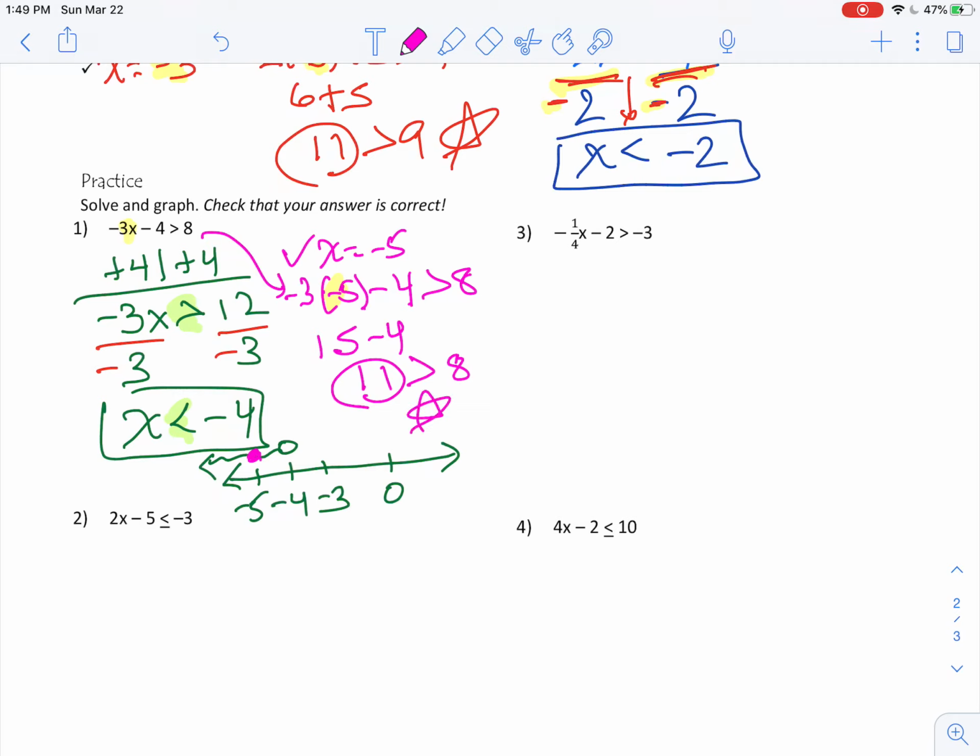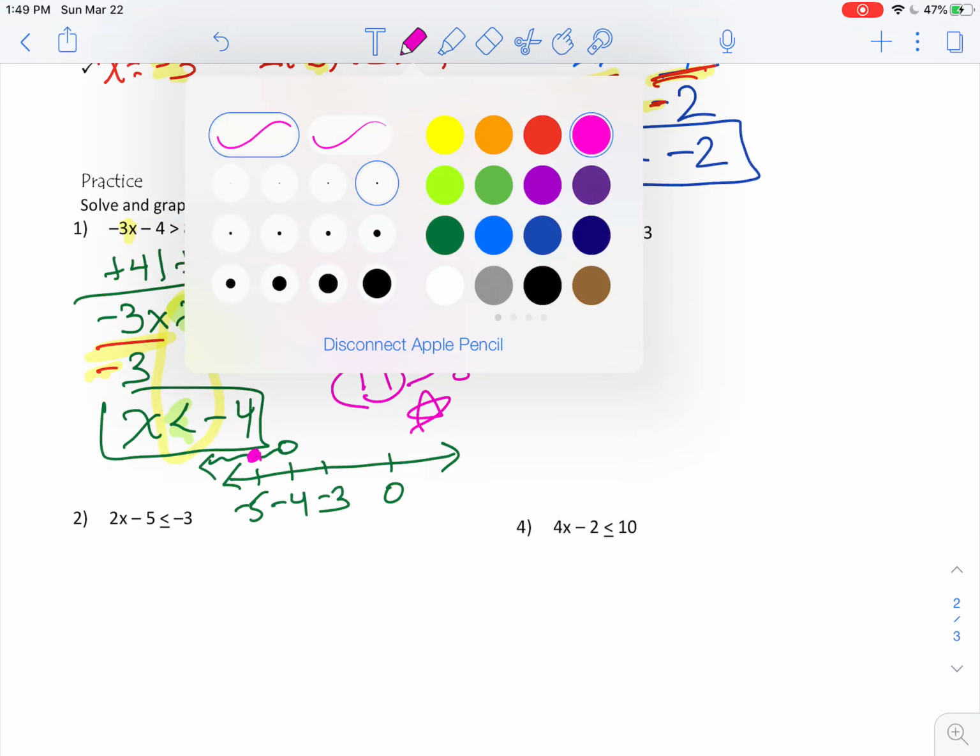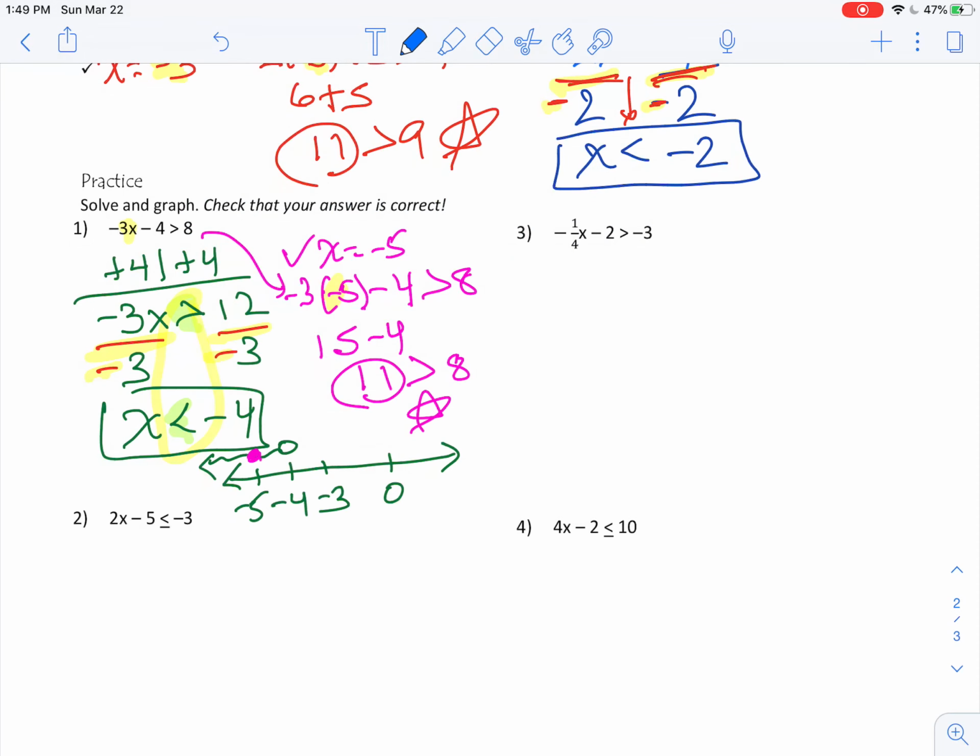And sure enough, 11 is bigger, so I know I've done it correctly. So once again, when we're multiplying or dividing by a negative, the inequality sign switches direction. Let's try again. Remember, if I go too fast, and a lot of this probably is too fast, then stop it, slow it down, repeat it. Everybody solves the inequality. Adding and subtracting, no sign change ever.